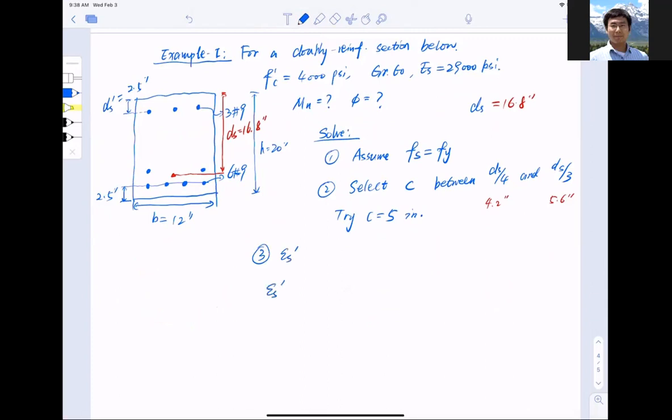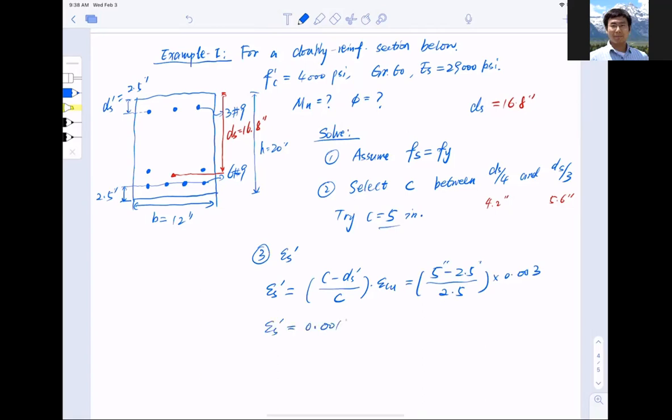So epsilon s prime is equal to C minus ds prime over C, multiplied by epsilon cu. Okay, C in this case, now I pick this number, right? So 5 minus 2.5, divided by 2.5 and multiplied by 0.003. So I got this number to be roughly epsilon s prime equal to 0.0015.